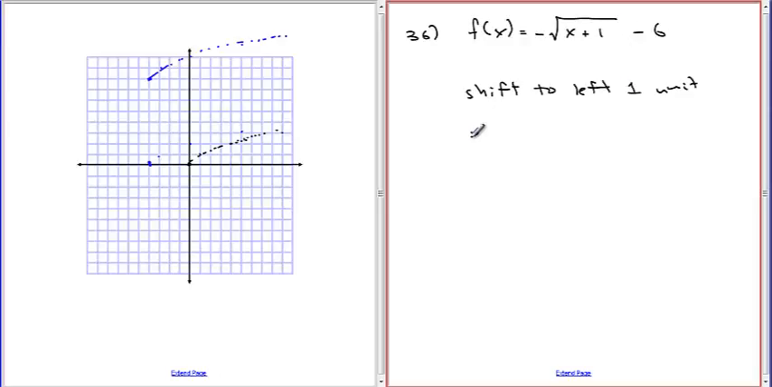We're going to reflect across the x-axis because of this negative sign. And we're going to shift vertically, and we're going to go down negative 6, or down 6 units. I don't need to do negative because that's just repeated. Okay.